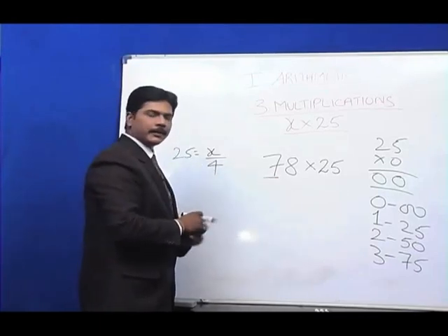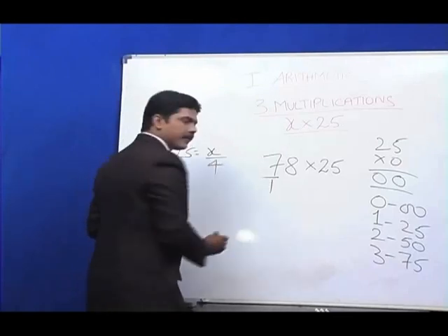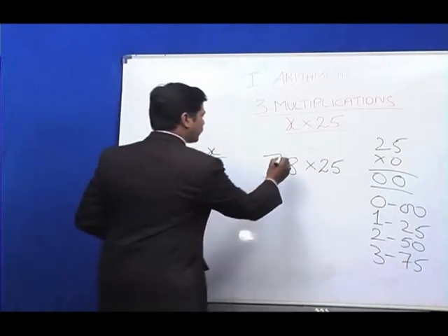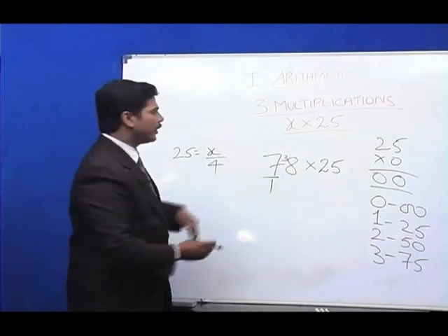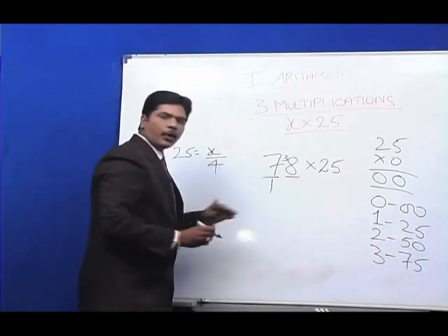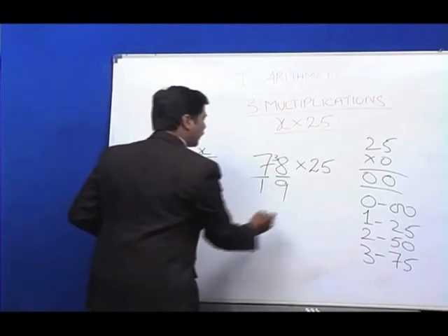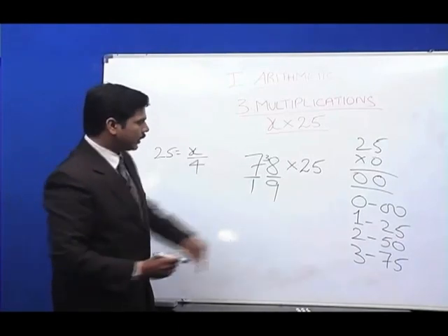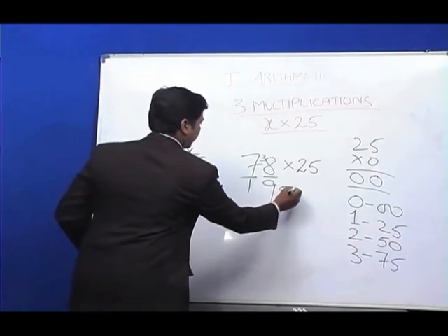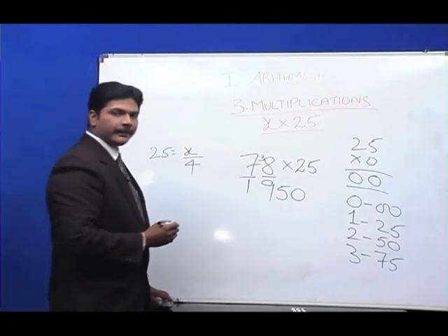Underline the first number, 7. 4 goes in 7 how many times? It goes once. 4 ones are 4 with a remainder of 3. Put the 3 right before 8 and assume it as 38. Now underline 38. 4 goes in 38 how many times? It goes 9 times. 4 times 9 is 36 with a remainder of 2. If the remainder is 2, the answer ends in 50. And that's the answer. When you multiply 78 times 25, you get 1950.